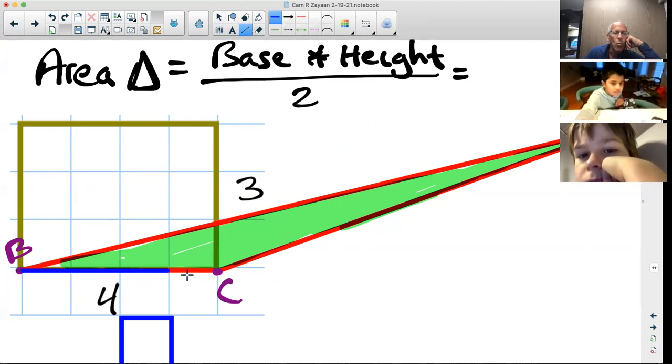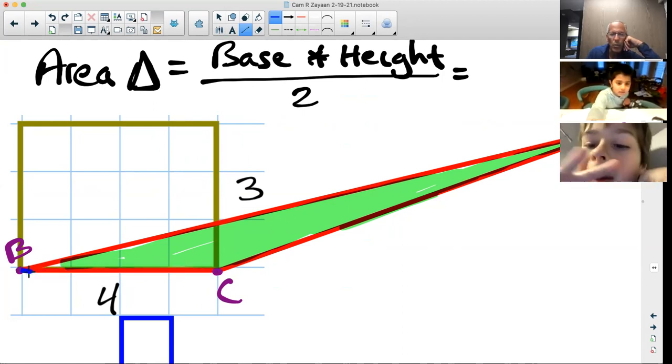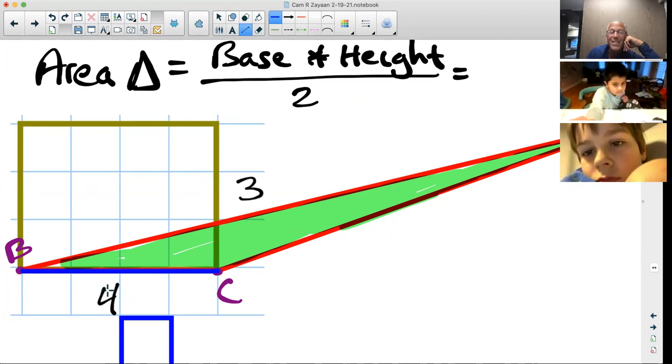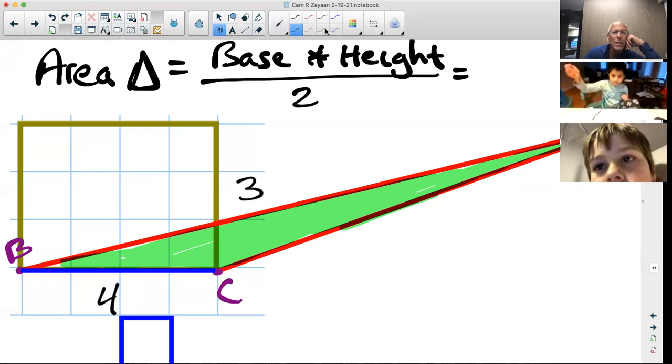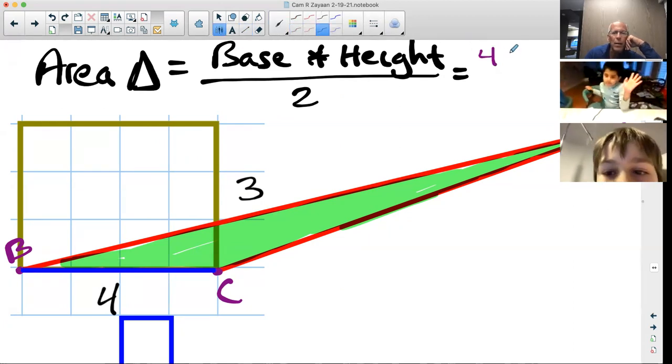Cam, what's the length of the base of this triangle? Does that look like 3 to you? Not only is it 4, but it says 4, and you can count: 1, 2, 3, and 4. So we can write the base right here.